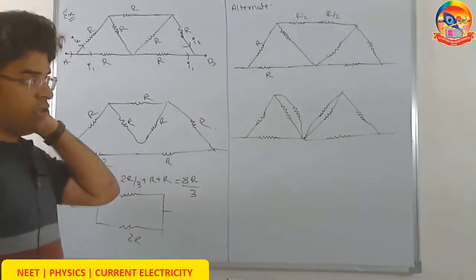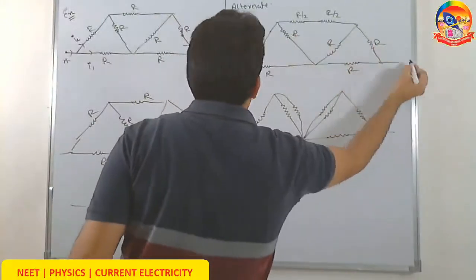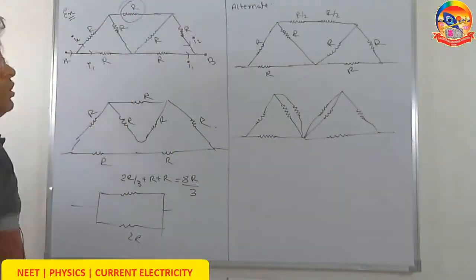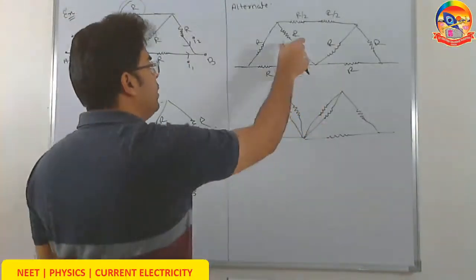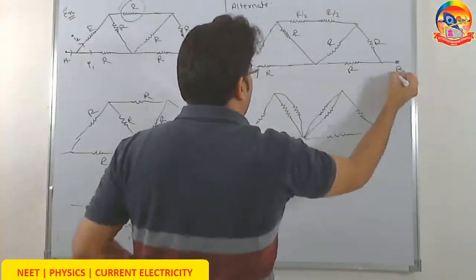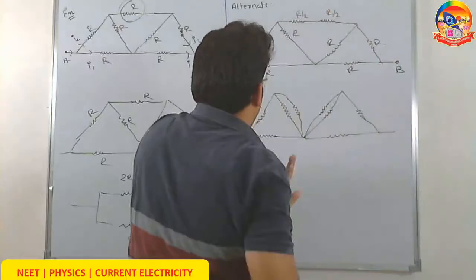Alternate method to solve the same question. If here you have got multiple resistance R, think of this upper resistance not to be R, think of it to be 2 equal R by 2 and R by 2. Let's assume that current enters from A, gets split, divided, moves towards B, and then meets at B.